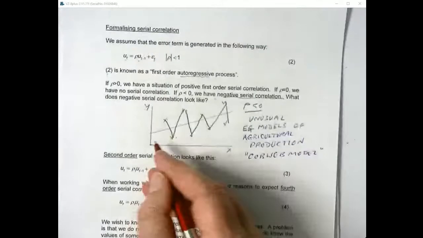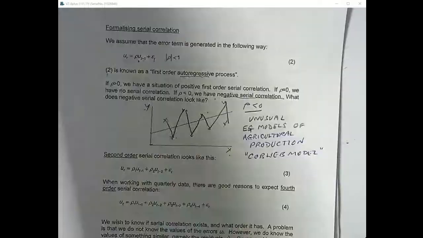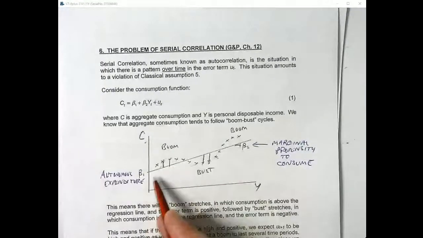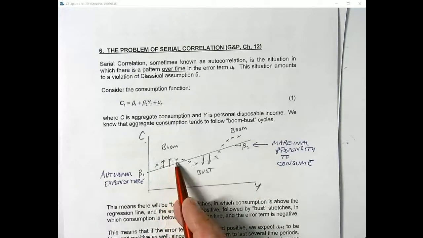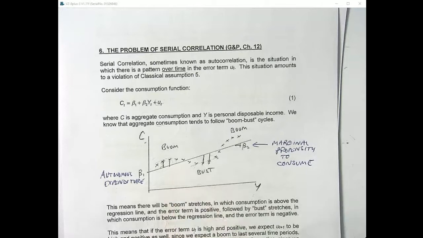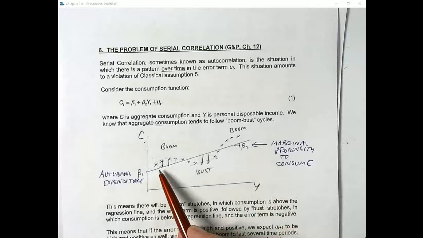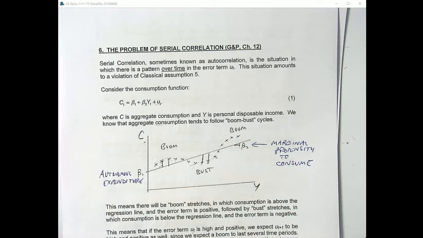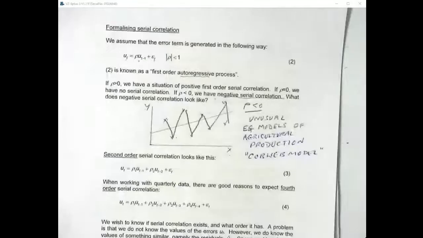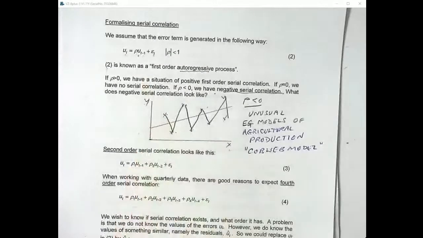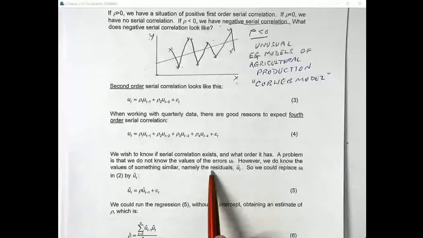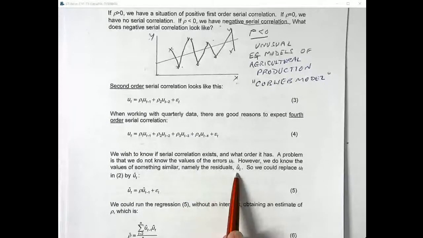Remember, the line we're talking about here is the true regression line. The distances of points from the true regression line, that's what we call the error terms. Once we've estimated the model and we've got a fitted line here, then we have the residuals. We observe the residuals. We've got the numbers for the residuals, and the residuals are closely related to the errors. So if we want to examine the errors in a model, as we want to do here, then the obvious thing to use is the residuals. That's the point that we're making here. We do know the values of something similar, namely the residuals u hat t.